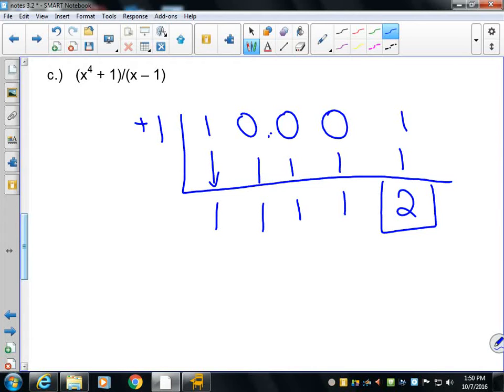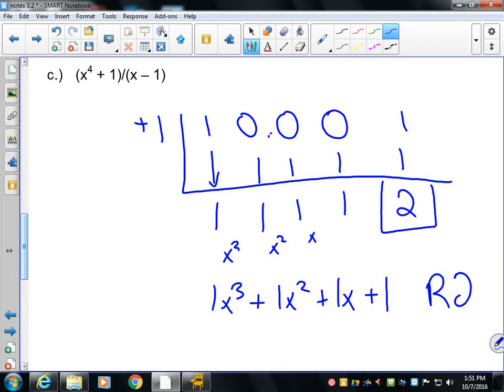So when I go write my answer, this is constant, this is x squared, and this is x cubed, right? So I get 1x cubed plus 1x squared plus 1x plus 1 remainder 2. Oh, no, you could just write x cubed plus x squared plus x plus 1. That's probably even more proper. Remainder 2. Okay.